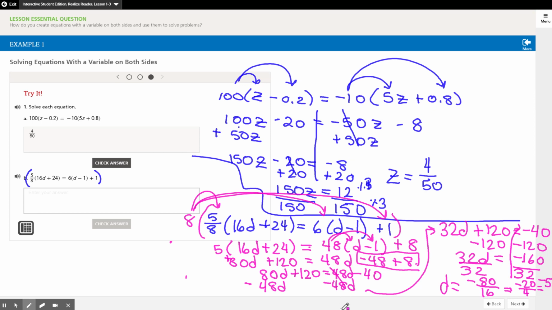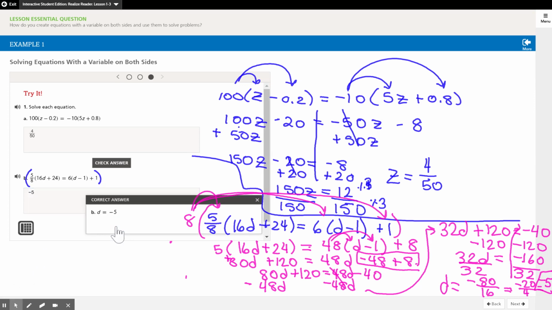So let's see. I didn't have my calculator up, so I was doing it in my head. And let's see. Negative 160 divided by 32 will get you negative 5. So you didn't even have to simplify like I did. You could have just entered negative 160 over 32 in the calculator, and it will get you negative 5. Let's see. If I type in negative 5 here, check the answer, and it says d equals negative 5. So we are correct.